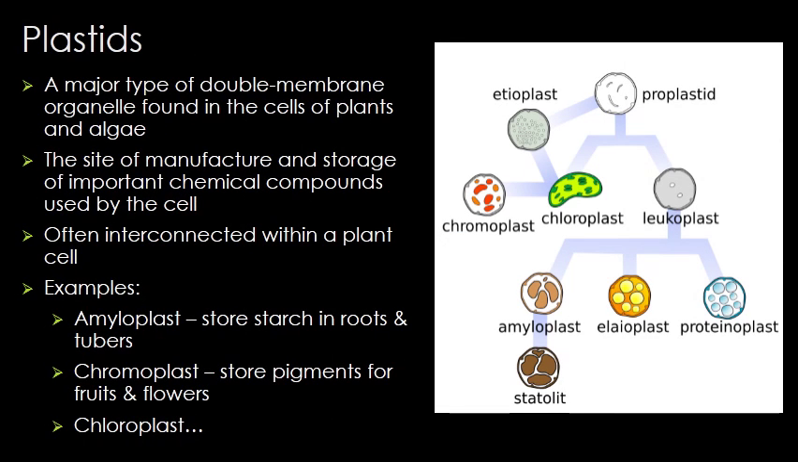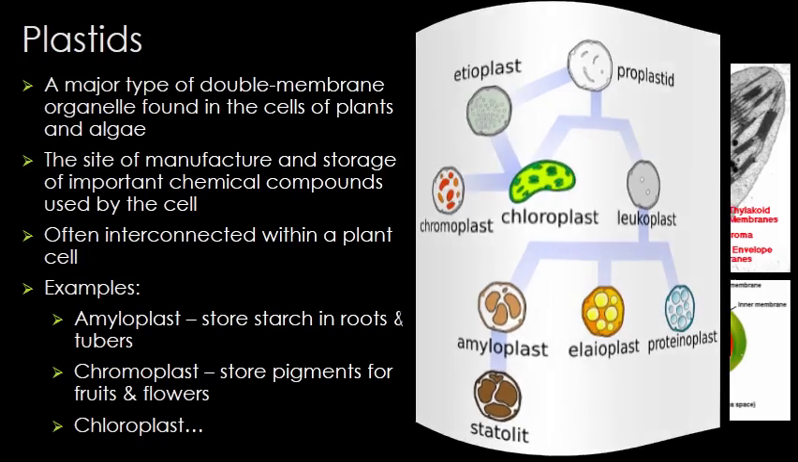Plastids are a major type of organelle found in plant cells and algae, and they have a wide variety of functions. They all came about from proplastids, which are undifferentiated plastids. There are many types of plastid, not just the chloroplast that you're used to. For example, the amyloplast stores starch because amylose is a name for a type of sugar. Chromoplasts store pigments. Proteinoplasts obviously store proteins. The chloroplast is arguably the most important plastid.